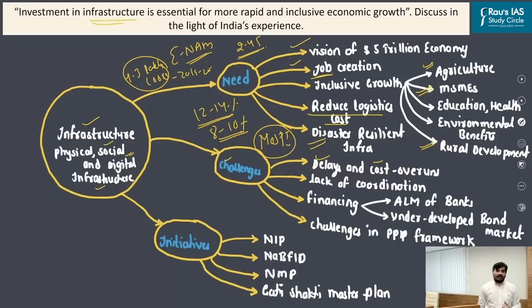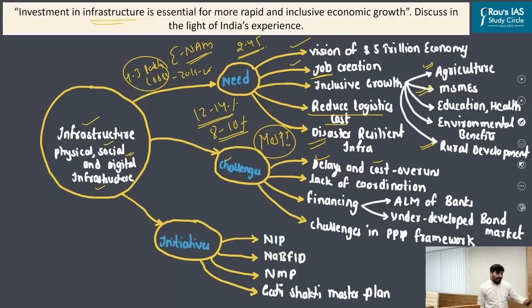Similarly, the capital market in India is underdeveloped. And lastly, right now we are relying on public-private partnership for the creation of infrastructure. But the problem here is that PPP is facing a number of constraints and challenges as identified by the Vijay Kelkar committee.